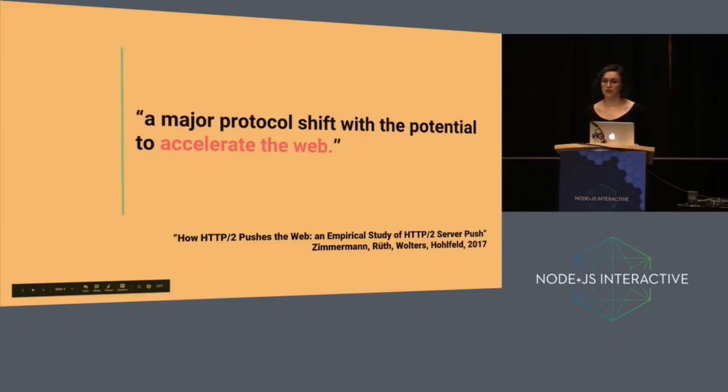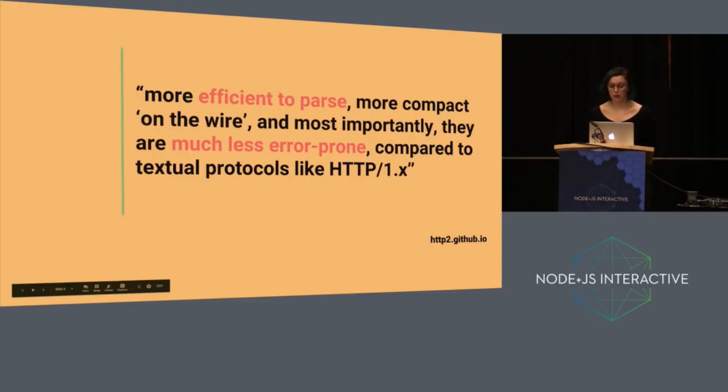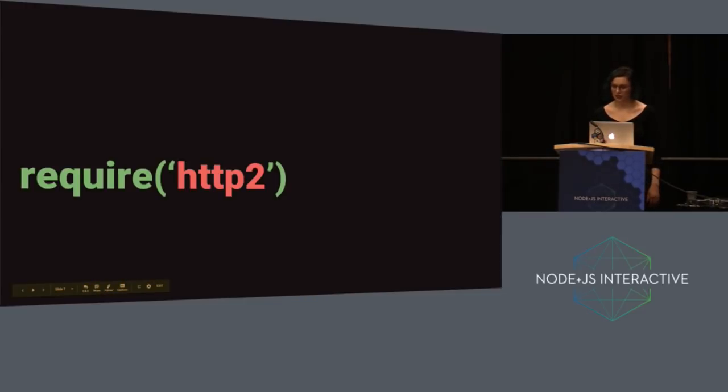HTTP2 is a major protocol shift with the potential to accelerate the web. So it's a thing that makes our web a lot faster. HTTP2 will make our applications faster, simpler, and more robust. Again, faster and more robust. This is good to know. We want to make our web fast. It is a more efficient way to parse, more compact on the wire, and most importantly, much less error-prone compared to textual protocols like HTTP1. So today, we're going to explore a protocol that's a lot faster than what we have right now, and that will make our applications a lot more robust and less error-prone. So let's dig in. HTTP2.